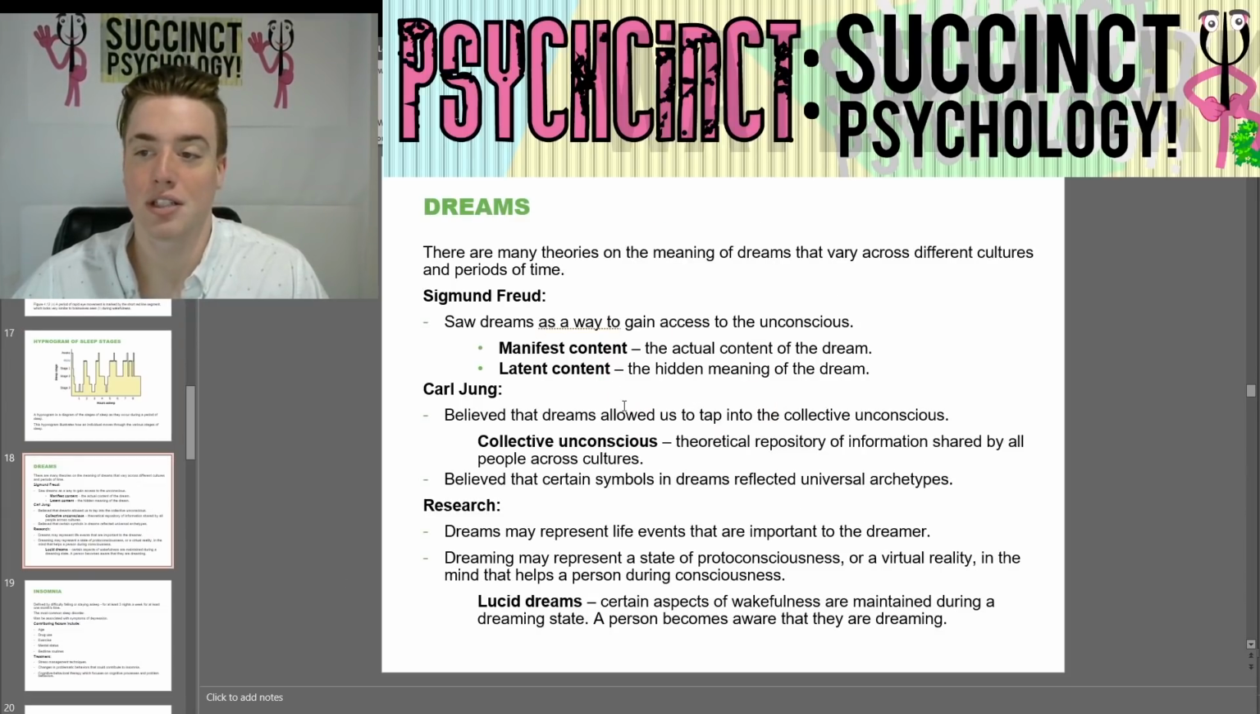Now dreams. There are many theories on the meaning of dreams that vary across different cultures and periods of time. Sigmund Freud, back in Unit 1, we briefly touched on his psychoanalysis of dreams, so it's a little throwback to that. He saw dreams as a way to gain access to the unconscious, again, psychoanalysis. Two of his ideas were manifest content, or the actual content of the dream, and latent content, or the hidden meaning of the dream.